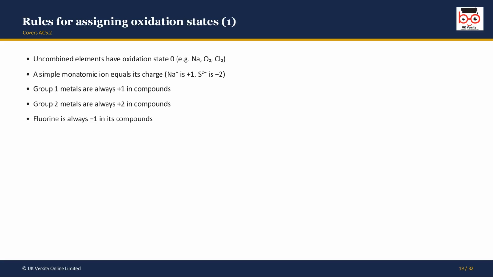Here's the first set of rules for assigning oxidation states. An uncombined element is always 0. So that covers sodium metal, oxygen gas, chlorine gas, and so on. A simple monatomic ion just takes its charge, so a sodium ion is +1 and a sulfide ion is -2. Group 1 metals are always +1 in their compounds. Group 2 metals are always +2, and fluorine is always -1 in its compounds.